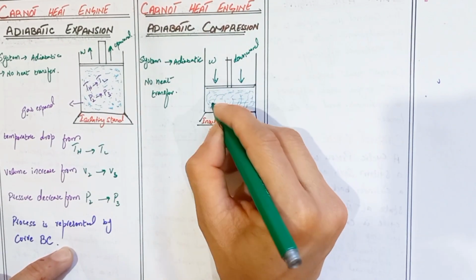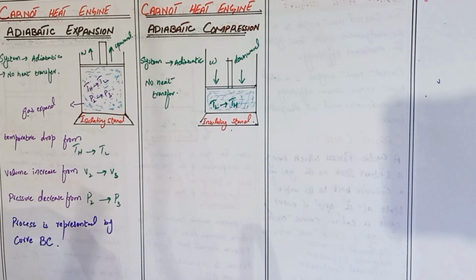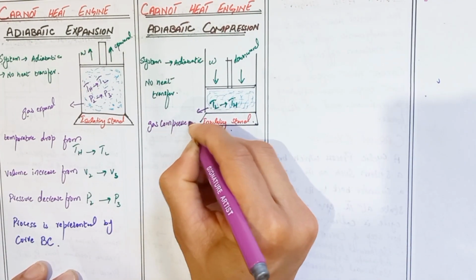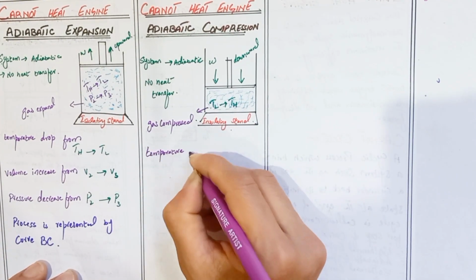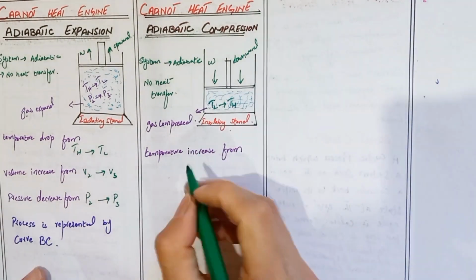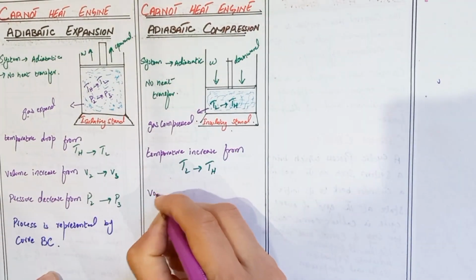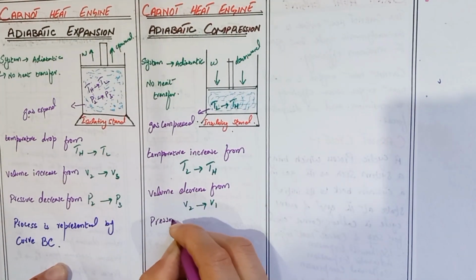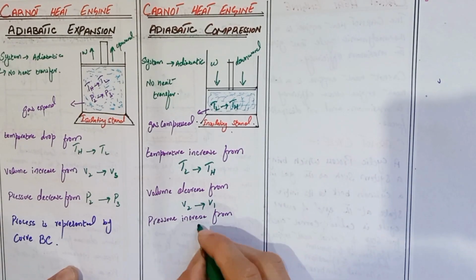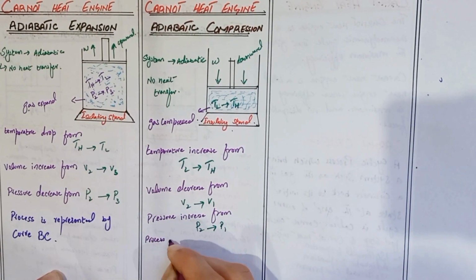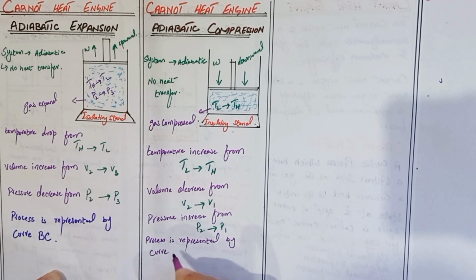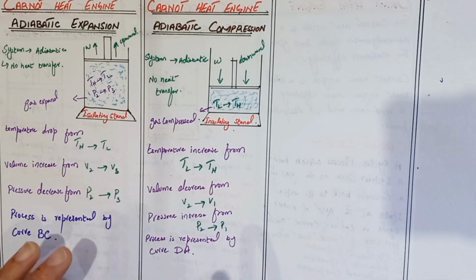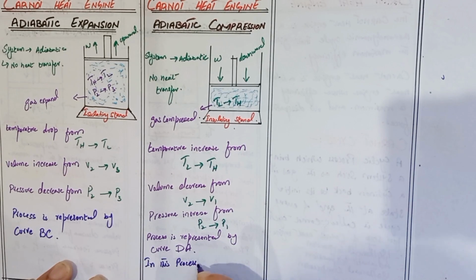When the piston is moved downward, the temperature is increased from TL to TH because the gas is compressed. Temperature increases, volume decreases from V2 to V1, and pressure increases. The process is represented by curve DA. In this process, the system comes back to the initial state.